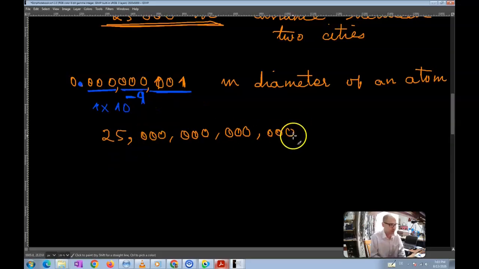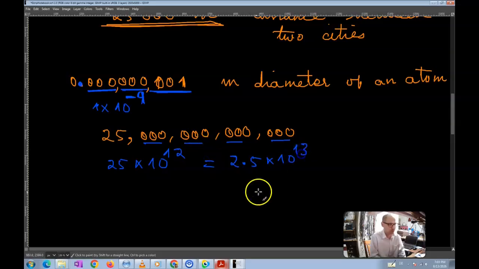Or this number over here, you could write as 25 into 10 raised to the power 12. 4 into 3 is 12. You can write it like this, or you could write it as 2.5 into 10 raised to the power 13, for example. This is called the scientific notation.